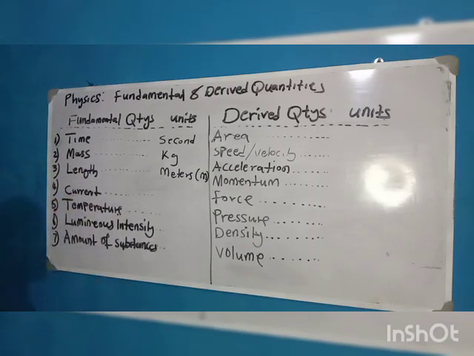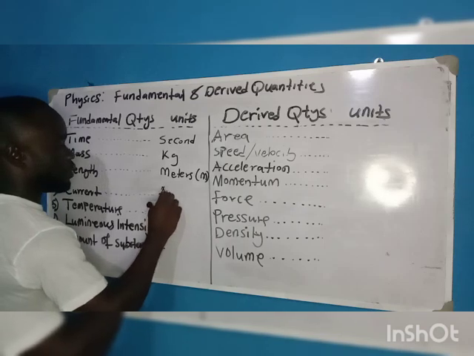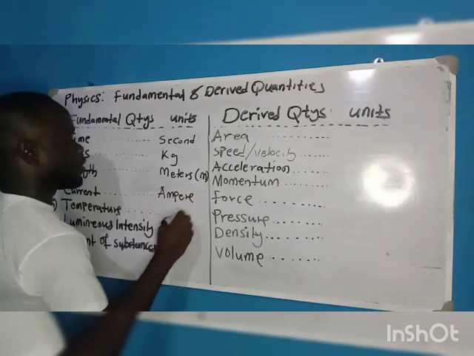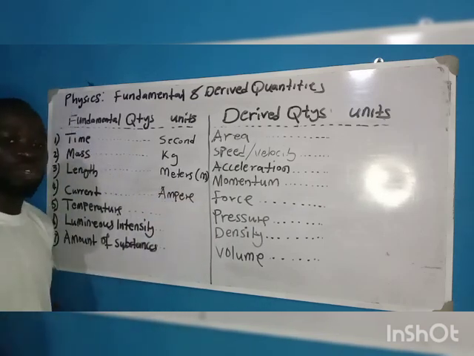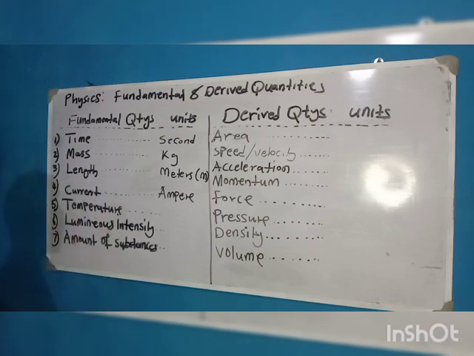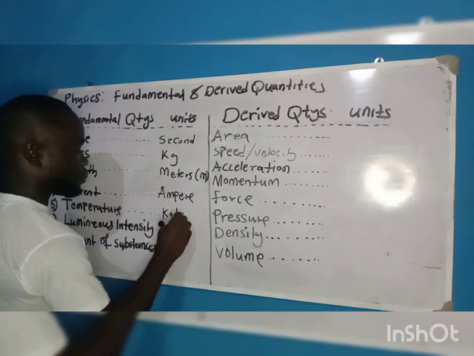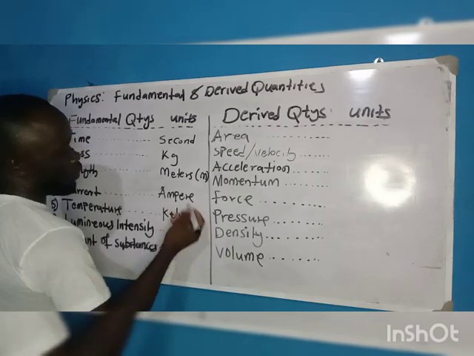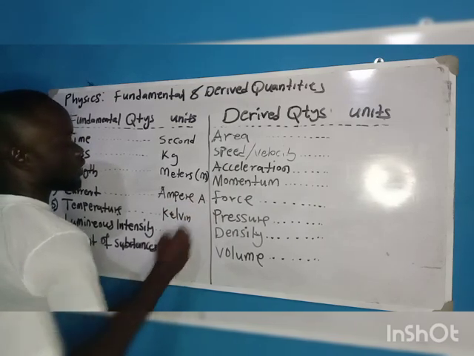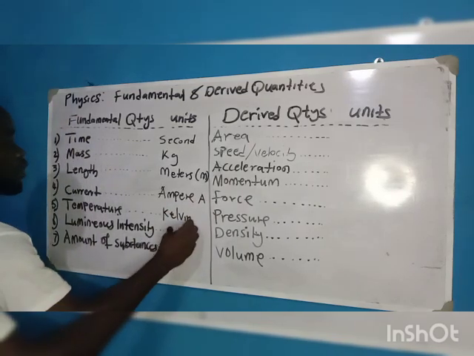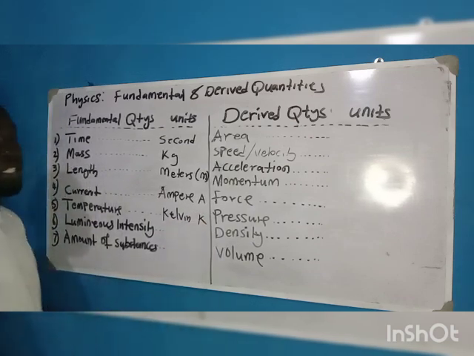The unit of current is ampere. That's the unit of current. The unit of temperature is Kelvin. For ampere, you can just use A as a symbol. Then for Kelvin, you can use K to represent Kelvin.